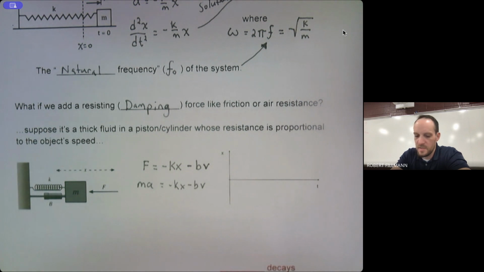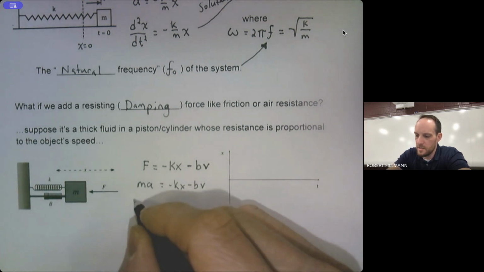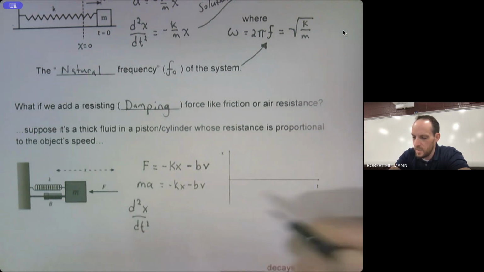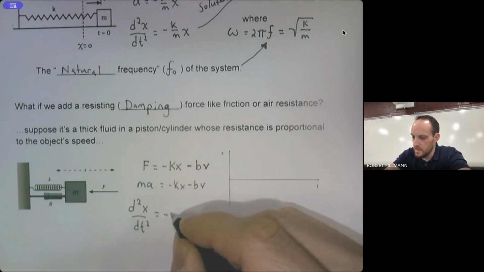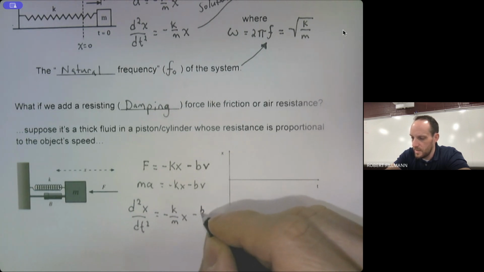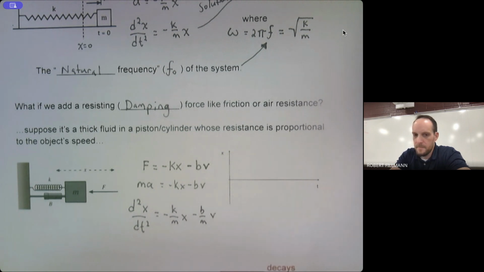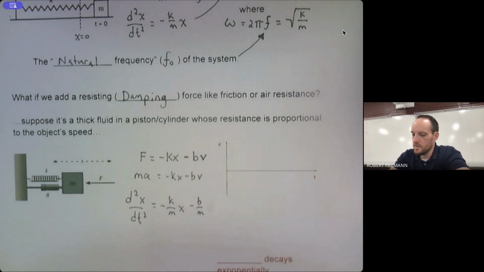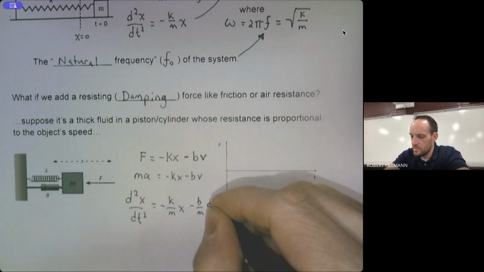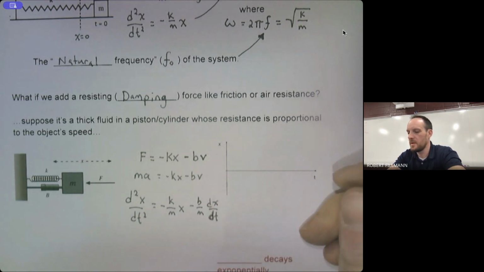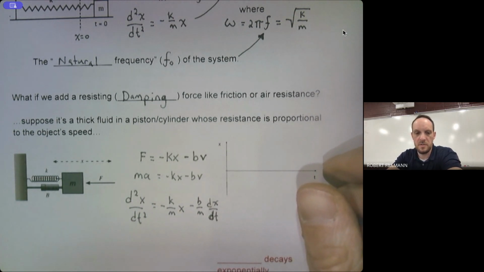And if I divide both sides by m and recognize that acceleration is the second derivative of position, it's the same as we had before, negative k over m x, but is also equal to negative b over m v. And so I actually have a more complex differential equation, because v can also be written in terms of x. v is the derivative of x with respect to time. It's the first derivative, the rate of change of position, whereas the second derivative is acceleration.